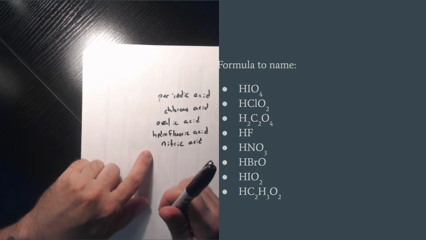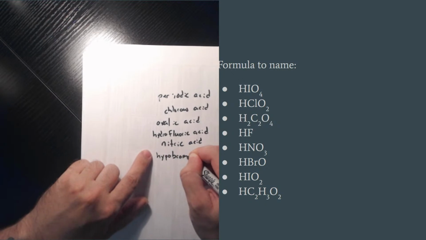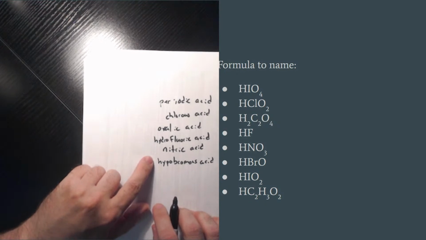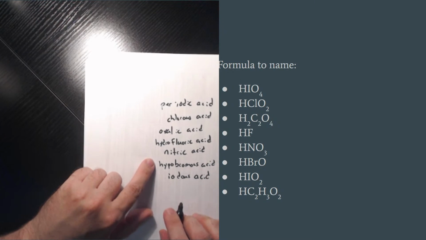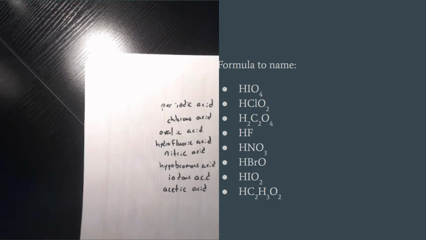Next, HBrO, that is hypobromite, so hypobromous acid. HIO2, that is iodite, so iodous acid. And finally, HC2H3O2, that is acetate, so it becomes acetic acid, or vinegar. All right, so that is all the names to formulas and formulas to names.